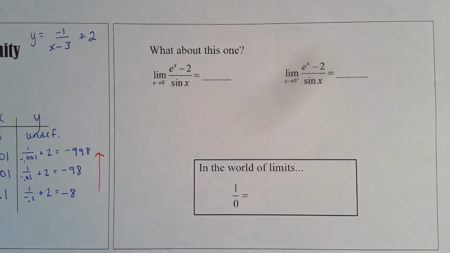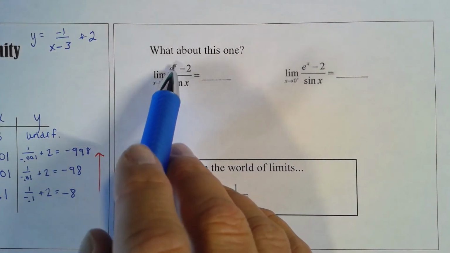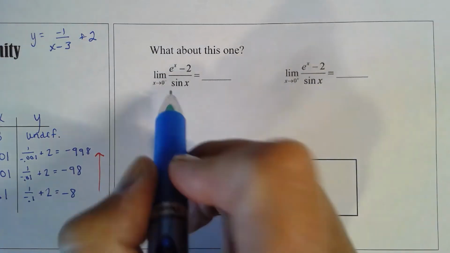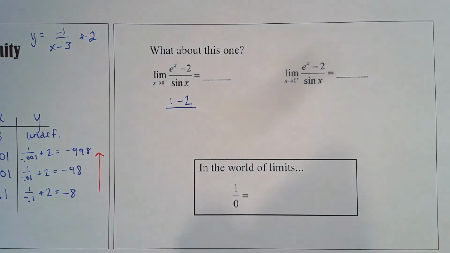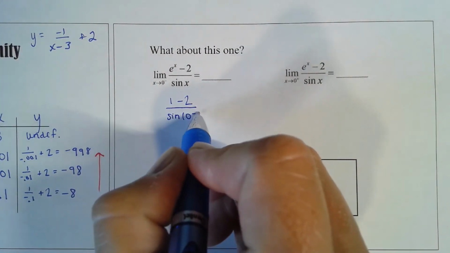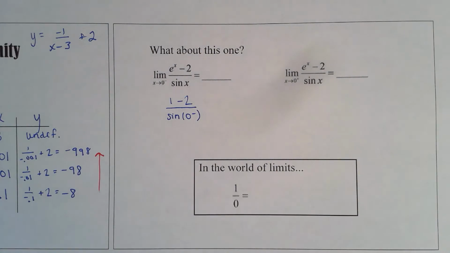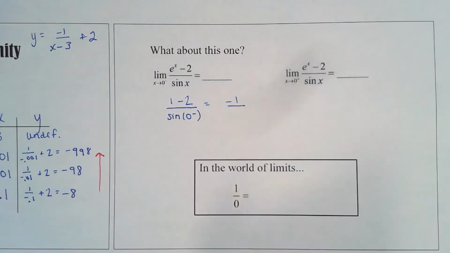So here's what I'm going to do. I'm going to plug in that 0 if I can. Just hang out with me for a second. e to the 0, that works. e to the 0 is 1. So in my numerator I have 1 minus 2. And on the bottom I have the sine of 0. Now I'm going to write 0 from the left, and you'll see why in just a minute. But in the top I have a negative 1.